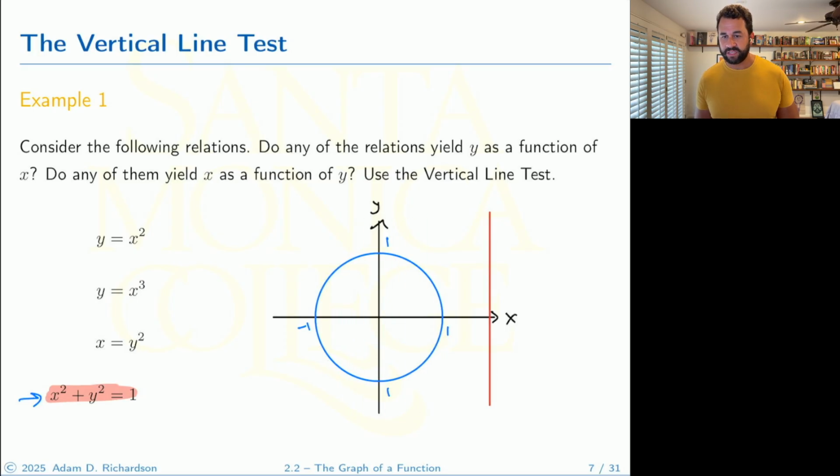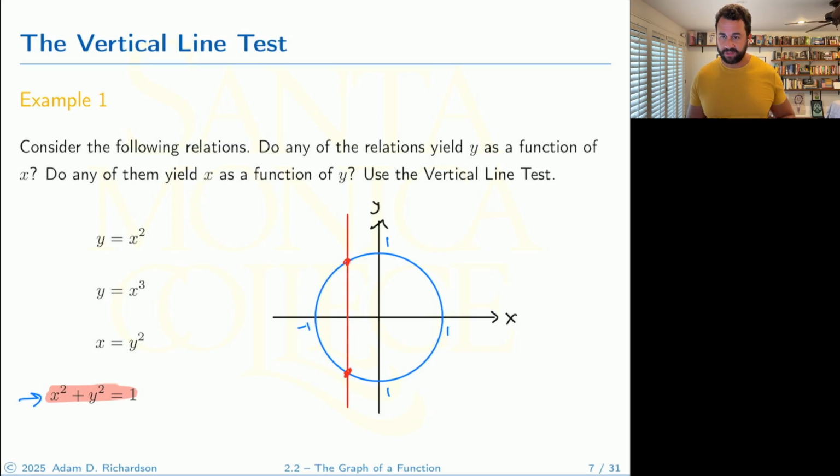And as I move this line around, as I change the x values, there are two y values, right? There's two, except for right here at the end and right here at the end. But everywhere else in here, it's hitting twice. So this failed the vertical line test, meaning this equation does not give y as a function of x. If you put in an x value, you're going to get two y values, except for at the endpoints, right?